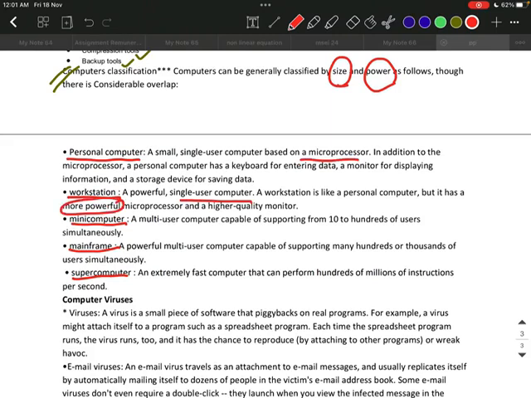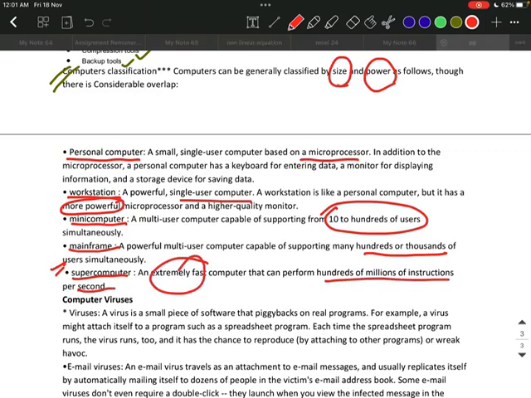मिनी कंप्यूटर जो है वो 10 to 100 नंबर ऑफ यूज़र्स एक साथ सपोर्ट कर सकता है. Then we have a mainframe computer, ये हंड्रेड्स और थाउजेंड्स ऑफ यूज़र्स को सिमल्टेनियसली सपोर्ट कर सकता है. And then we have a supercomputer. It is an extremely fast computer that can perform hundreds of millions of instructions per second.